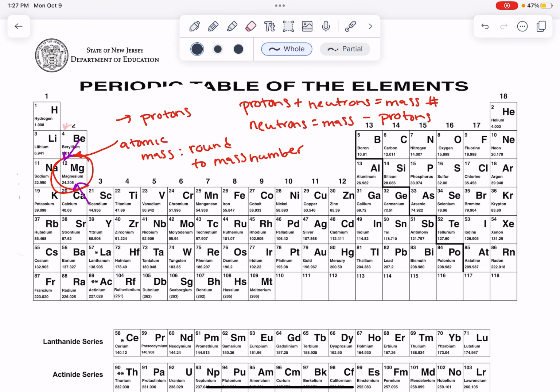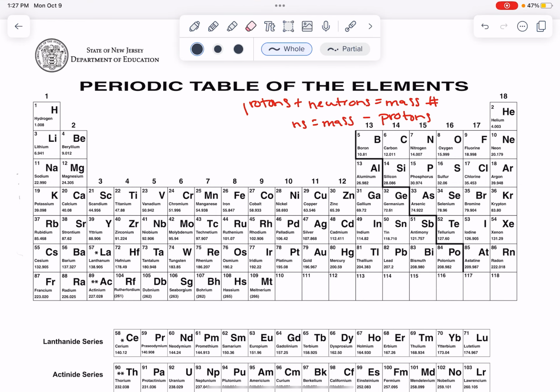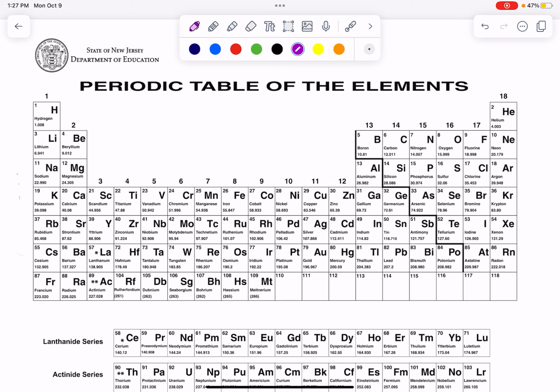So, in addition to the protons, neutrons, and electrons, we can find out information about our number of energy levels and the number of valence electrons. Now, valence electrons are the electrons in the outermost energy state, so the highest energy electrons that are furthest from the nucleus. And the number of valence electrons is the same number as the group number. So number of valence electrons is going to be equal to our group number.